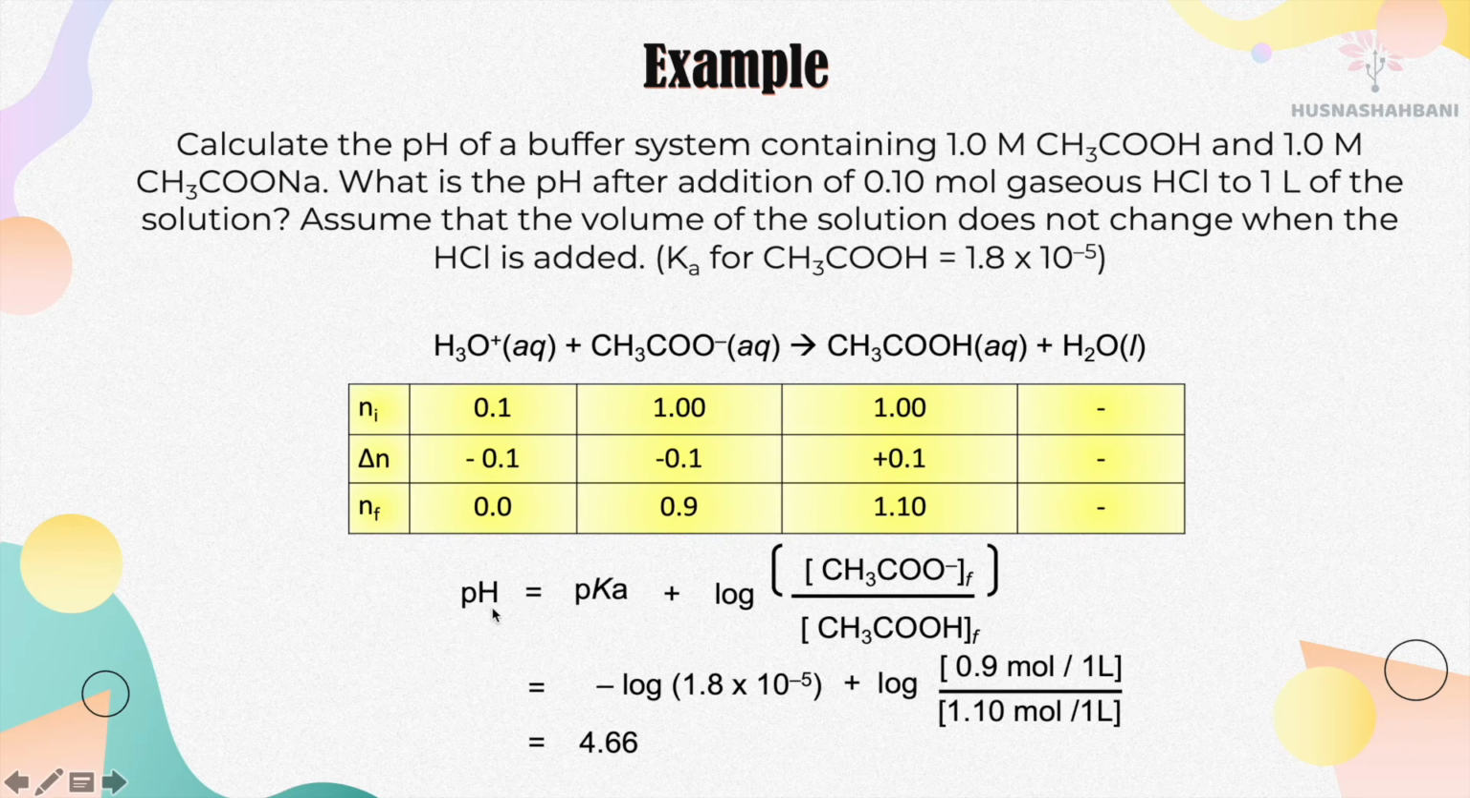To calculate the pH, you use the Henderson-Hasselbalch equation: pH equals pKa plus log of the salt concentration over the concentration of the weak acid. We have the Ka value 1.8 times 10 to the power of negative 5. pKa is negative log Ka, plus log, and here you have to put concentration. We have the number of mole here, not concentration. So to get concentration, number of mole divided by the volume. Volume is 1 liter, so 0.9 divided by 1, 1.1 divided by 1 liter. And you'll get the pH 4.66.